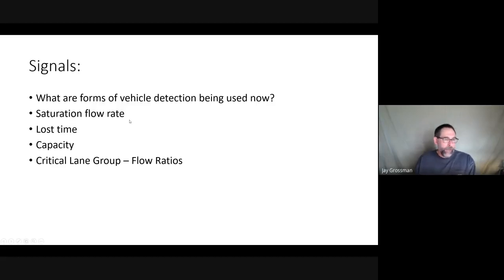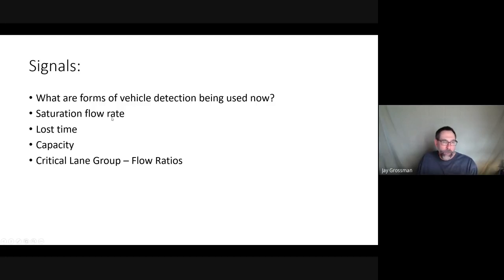Saturation flow rate, that's if the light was green all the time, how many cars could come through that lane in an hour, right? And again, we do flow rates typically in vehicles per hour. So that would be our saturation flow rate. Quite often, the perfect fast flowing lane is going to be around 1,800 vehicles per hour.